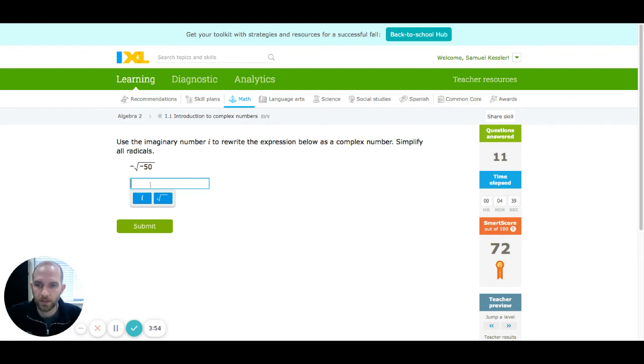We'll do a couple more here together. 50 is 25 times 2. The square root of 25 is 5, so we'd have -5 out front, square root of 2. And again, that negative underneath makes it imaginary.